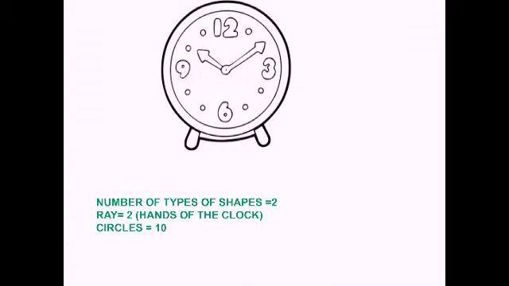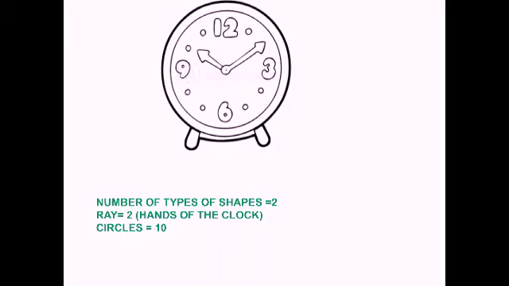Now look at this clock. It has only two types of shapes. One, a ray. Ray, we have learned what is a ray. It has only one end point. So the two hands of the clock form the rays. So there are two rays. And another type of figure that is there is a circle. So the dial of the clock is circular. The border of the clock is also circular.